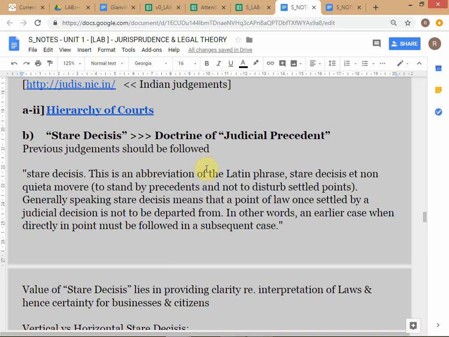So stare decisis is one of the most important aspects of what we call the common law jurisdictions. Did I tell you about some examples of common law jurisdictions? We didn't. Okay. So all the English colonies, former Australia, New Zealand. I think I mentioned it when I discussed common law versus civil law jurisdictions. Okay, Australia, India, Canada, US. These are all referred to as common law jurisdictions.